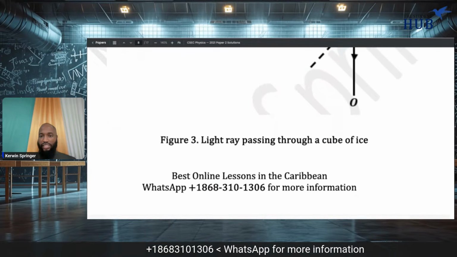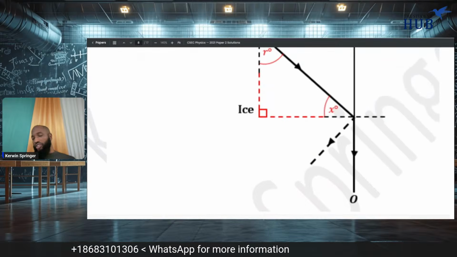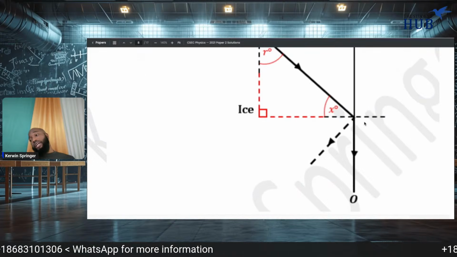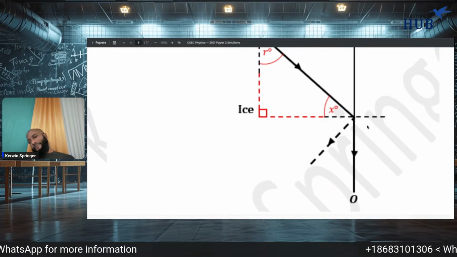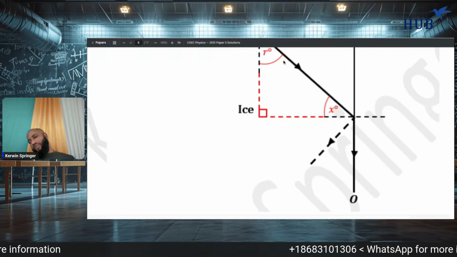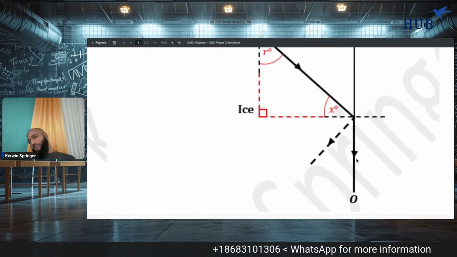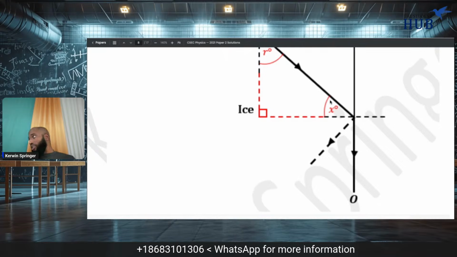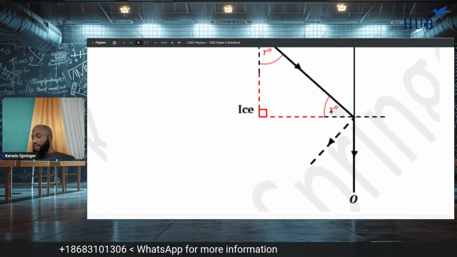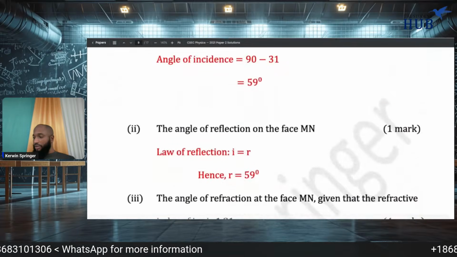The critical angle is the angle of incidence that makes an angle of refraction of 90 degrees. So you see that 90 degrees here? You see that you're all following the ray? It's now about to go into total internal reflection. So this is the critical angle, X, that's what they're asking you to label there.